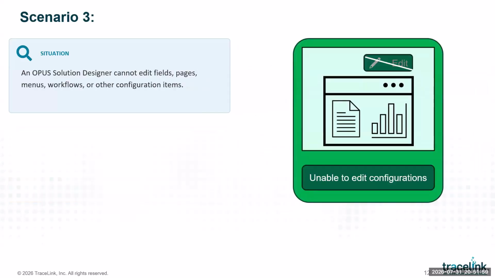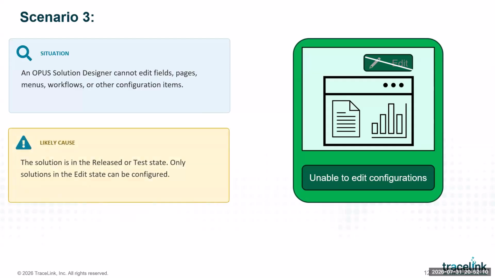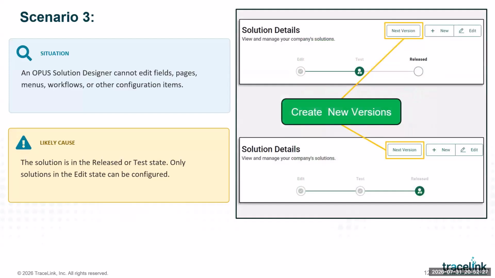Now let's look at scenario 3. An OPUS Solution Designer cannot edit fields, pages, menus, workflows, or other configuration items. What could prevent the solution from being editable? In OSE, the first thing to check is the solution state. A solution can only be configured when it's in the edit state. If the solution is in test or release state, configuration items are read-only and cannot be edited directly. Currently, if you need to make changes from a non-editable state, the solution is to create a new version so you can work in an editable copy. Once the new version is in the edit state, you can make the required changes.